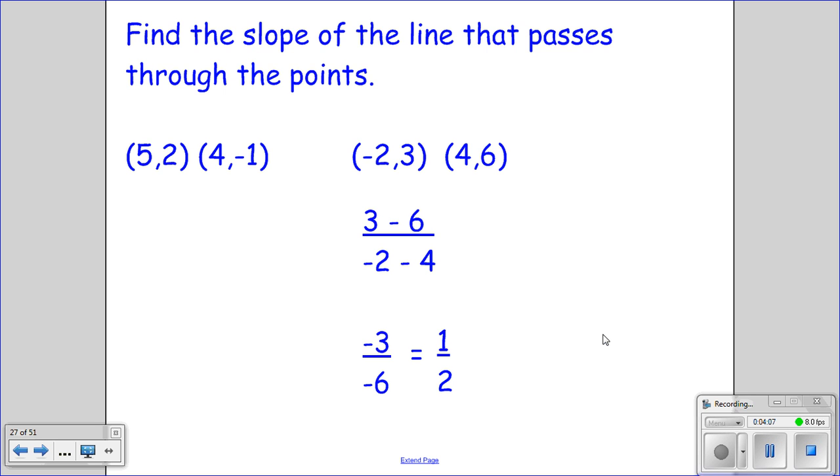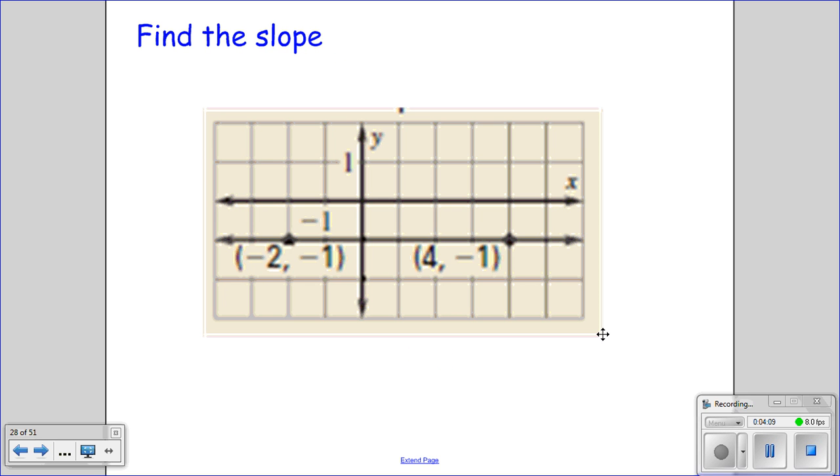So our slope is 1/2. Let's find the slope of this graph. Notice that it's a horizontal line, so let's do our change in y over change in x. Change in y is negative 1 minus the negative 1 over the change in x, negative 2 minus 4. Notice that gives us 0 over a negative 6.